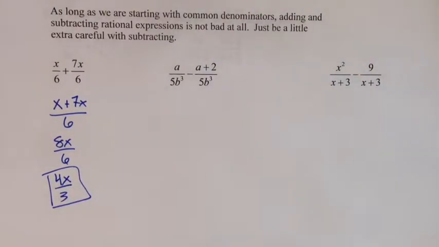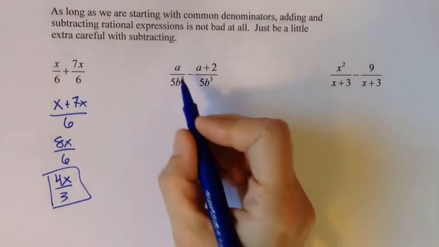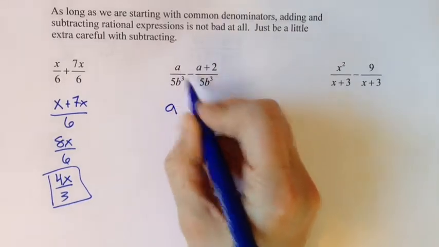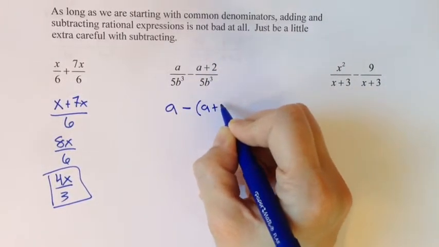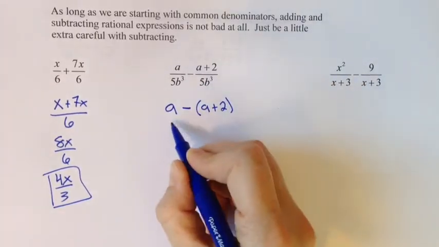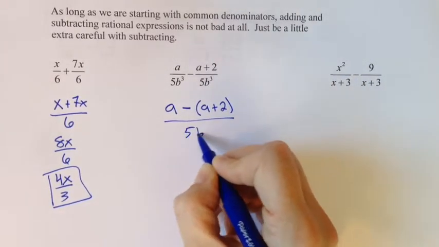For my second example, I have a over 5b cubed minus a plus 2 over 5b cubed. So again, we have the same denominator. But this is one of those problems where we need to be a little bit careful about the subtraction. So for my numerator, I'm going to have a minus the numerator of my second fraction. So I want to minus the whole thing, the whole a plus 2. My denominator stays the same.